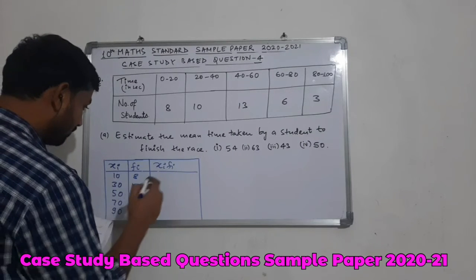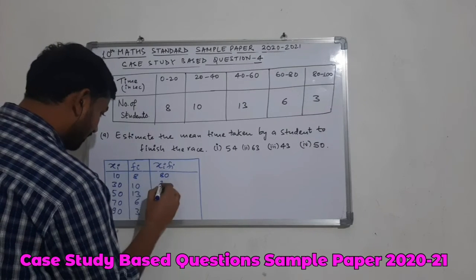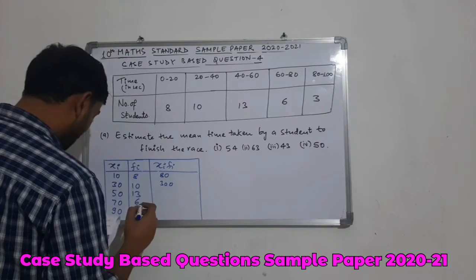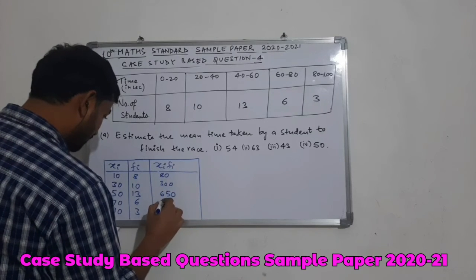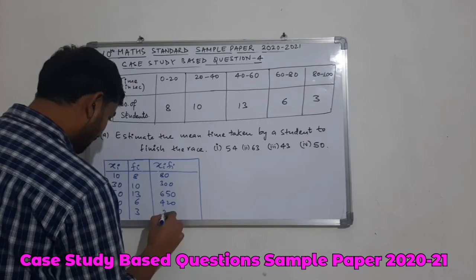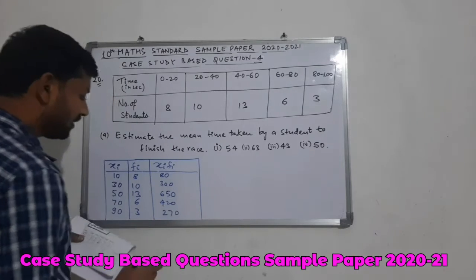When we multiply this, we are getting 80, then 300, then 650, then we get 420, and finally we get 270. So these are the values.